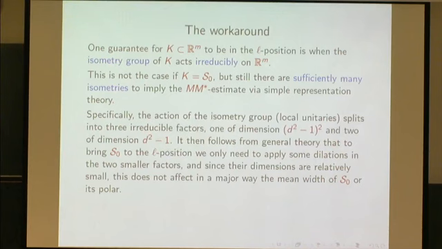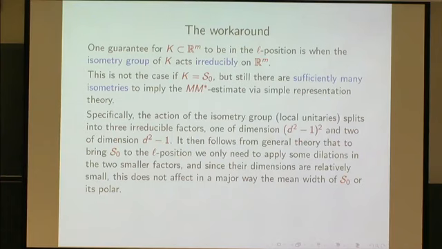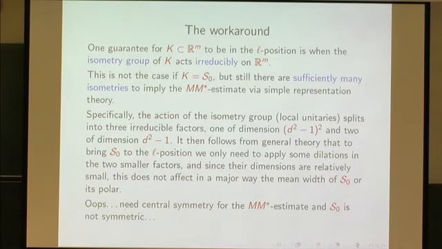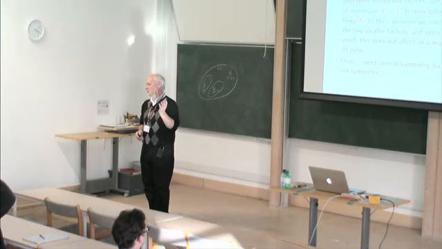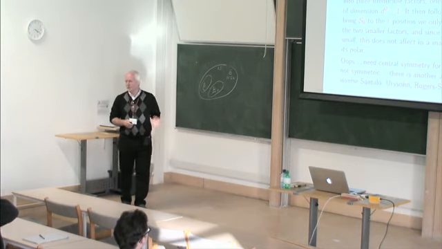It follows from the general theory that the rebalancing we have to do to bring our set into the L position is just a dilation on each invariant subspace, and since those dimensions are negligible, we can use some rough estimates, and conclude that even though we are not necessarily in the L position, the estimates still hold. Okay, and so this works. Well, oops, the MM star estimate required symmetry, and here we don't have symmetry. But there are some workarounds which are relatively straightforward.